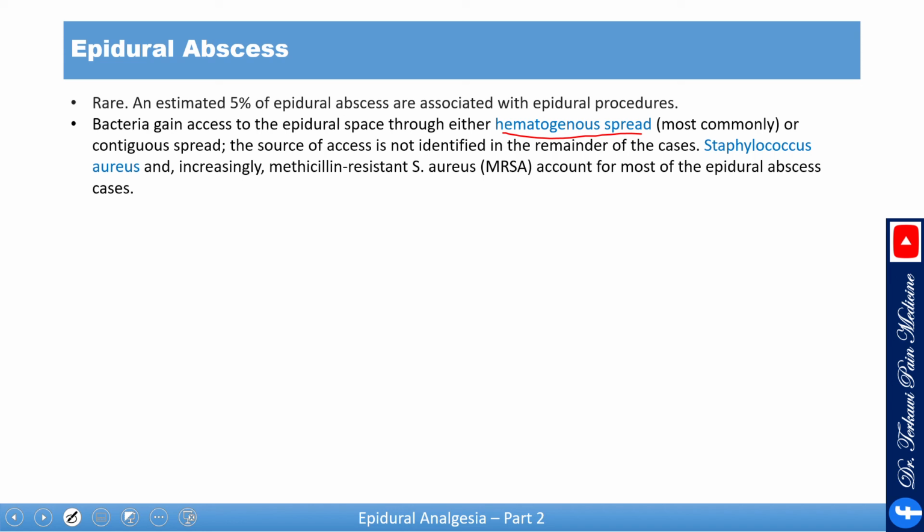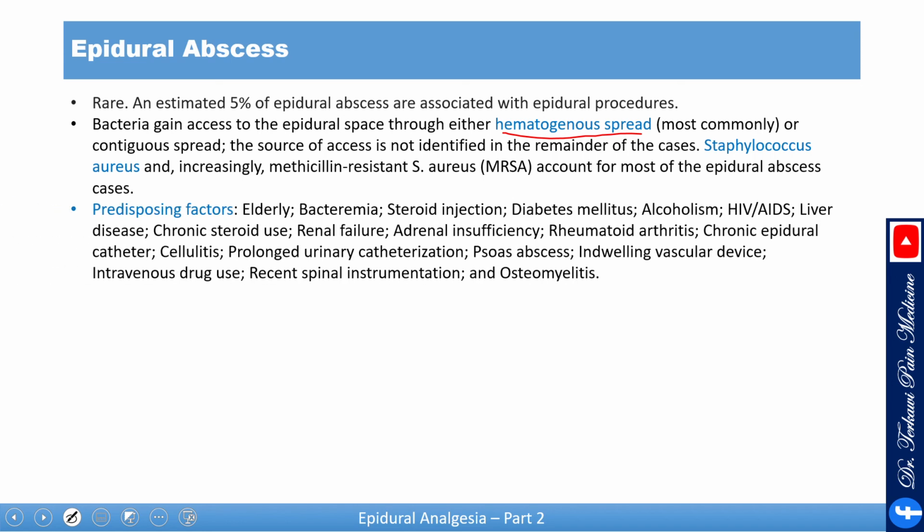Staph aureus and MRSA account for most of the cases of epidural abscesses. Predisposing factors include elderly, bacteremia, steroid injection, diabetes, like immunocompromised patients, right? Renal failure, adrenal insufficiency, chronic epidural catheter, cellulitis, prolonged urinary catheterization, skin abscesses, osteomyelitis, etc.